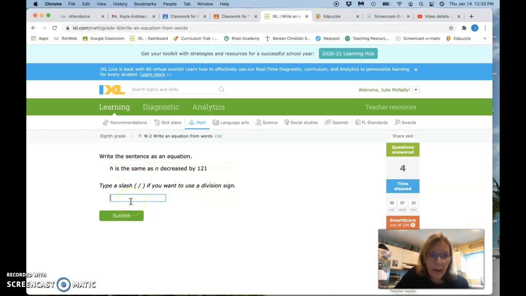H is the same as, so I have H is N decreased by 121.